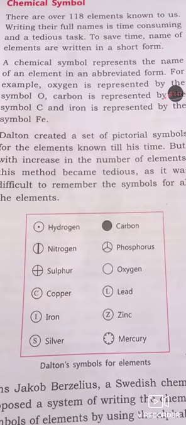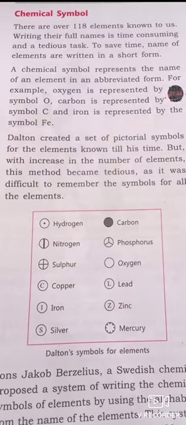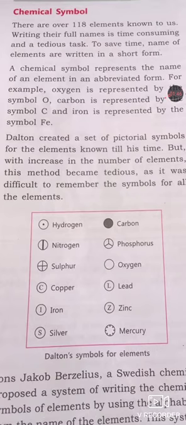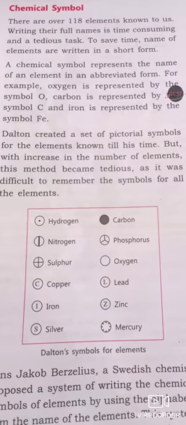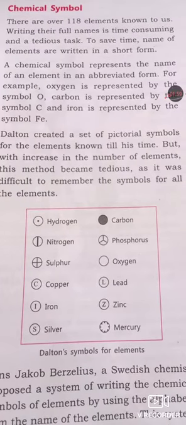There are over 118 elements known to us. Writing their full names is a time consuming and tedious task. To save time, the names of elements are written in short form. A chemical symbol represents the name of an element in an abbreviated form. For example, oxygen is represented by the symbol O, carbon is represented by C, iron is represented by the symbol Fe.